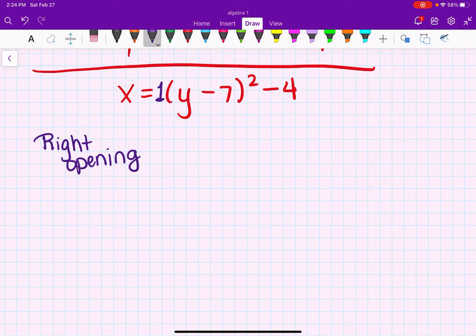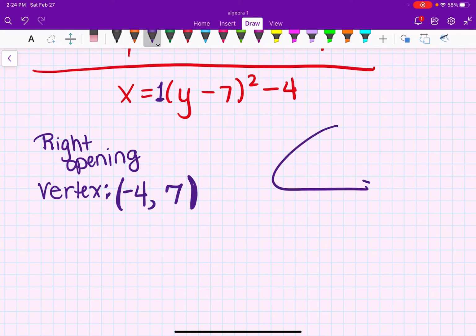The first thing I have to realize is I need to do my vertex, okay? My vertex, again, be careful. Look in the parentheses. Well, the y is in the parentheses, so that's the y value. But because it's in the parentheses, we've got to do opposites. So that goes here, 7. And the 4 is on the outside, so that's the x value of the vertex. Because it's a right opening, it's going to look something like this, but nicer.